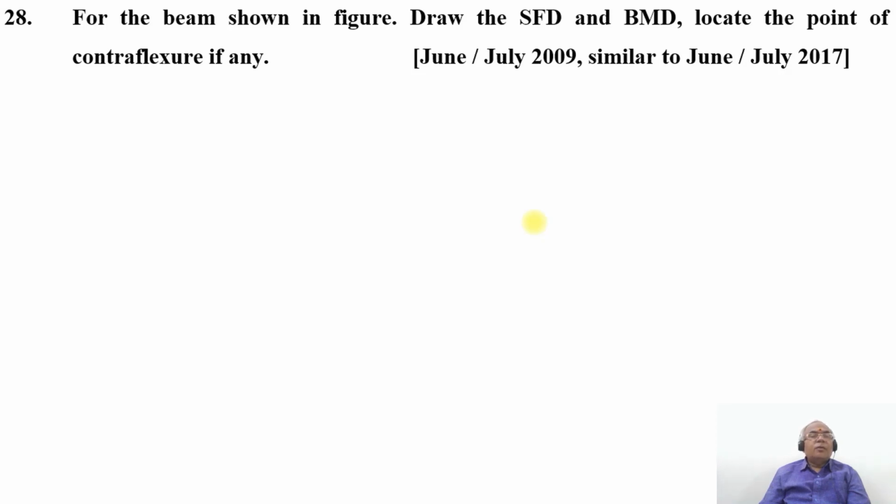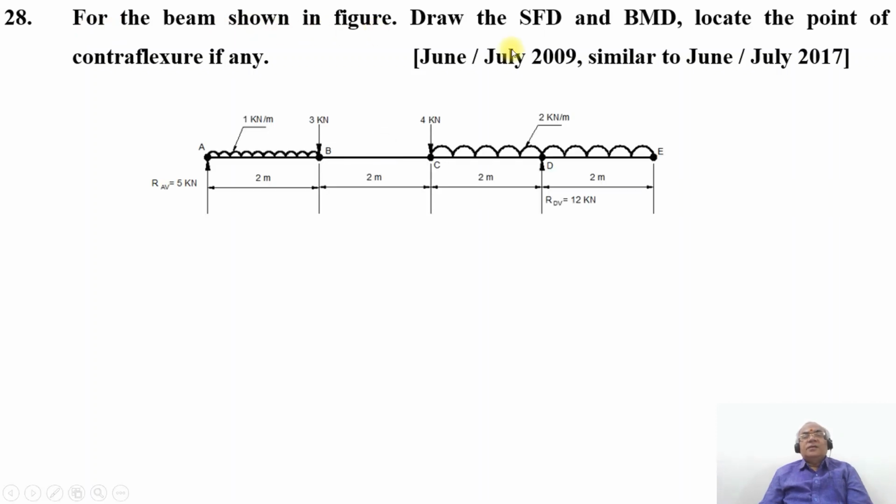Now we're going to take up one more problem, problem number 28. For the beam shown in the figure, draw the SFD and BMD and locate the point of contraflexure, if any, for the overhanging beam. You can see there is an overhanging beam wherein the overhang is only between D and E for a span of 2 meters.